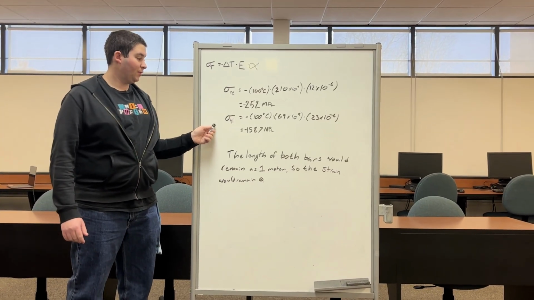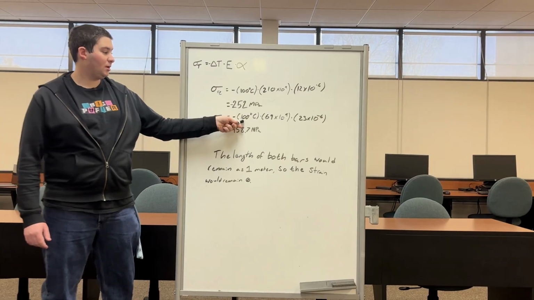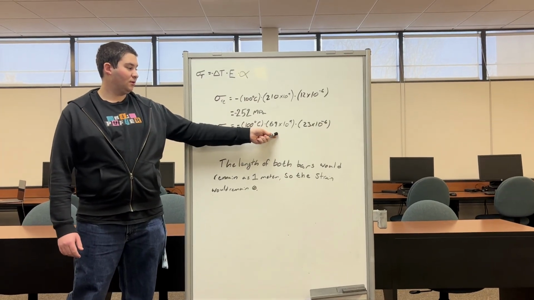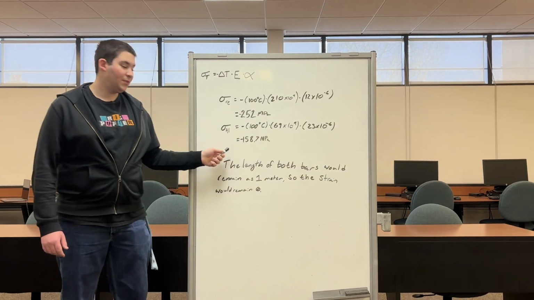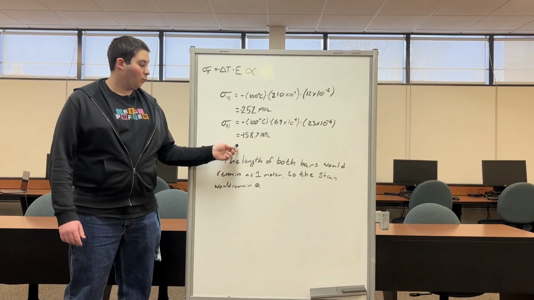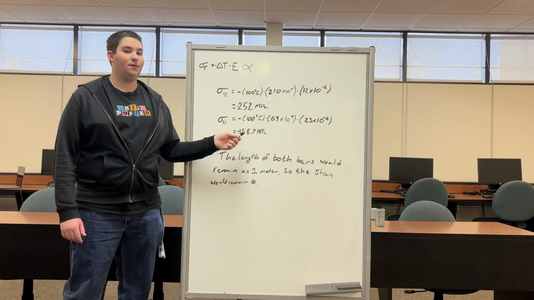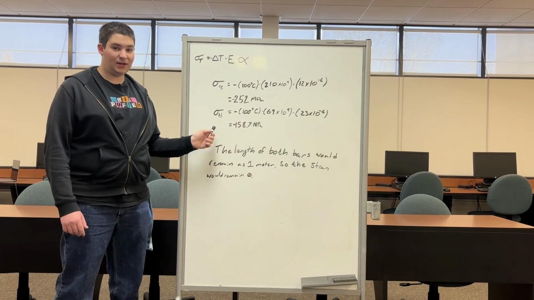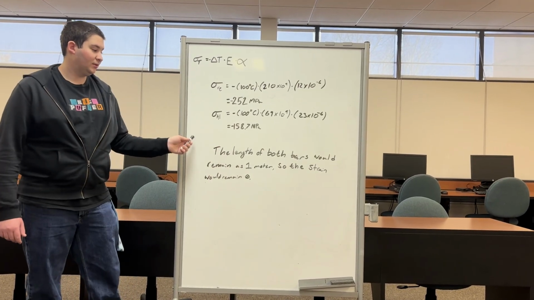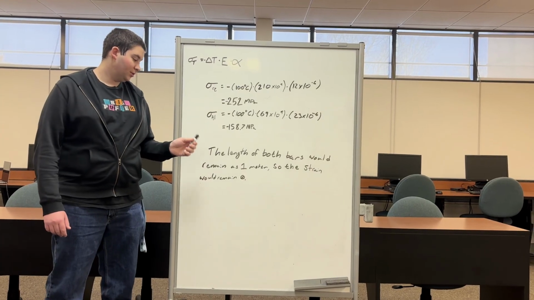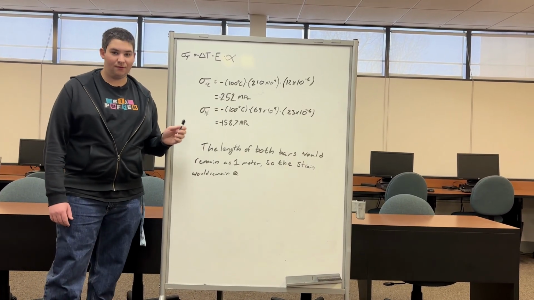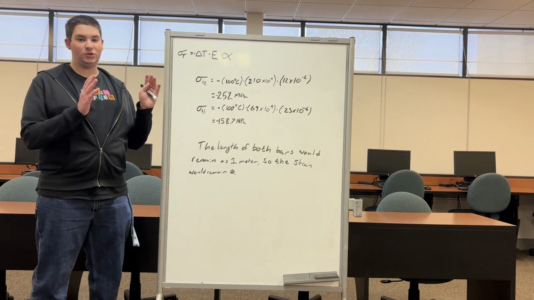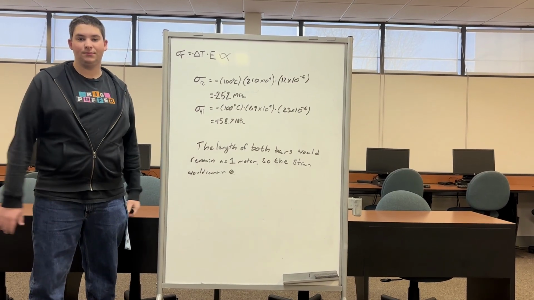For aluminum, we keep the same change in temperature times the Young's modulus times the coefficient of thermal expansion, which gives us in this case 158.7 megapascals. Still negative. The length of both bars will still remain 1 meter because the strain would remain 0 since it's in between the two rigid walls.